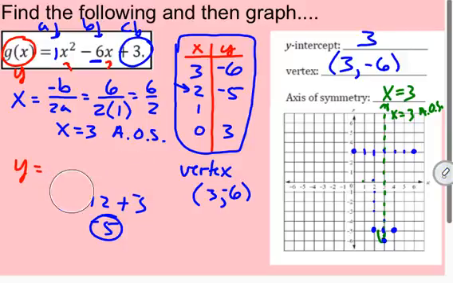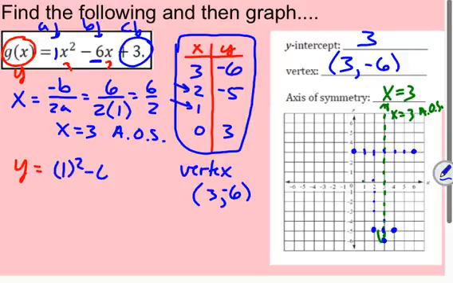Last but not least, I'm going to plug in this 1 right here. So that's 1 squared minus 6 times 1 plus 3. So 1 minus 6 plus 3. 1 minus 6 is negative 5. Negative 5 and 3 is 2.